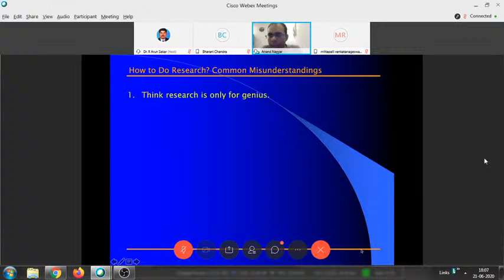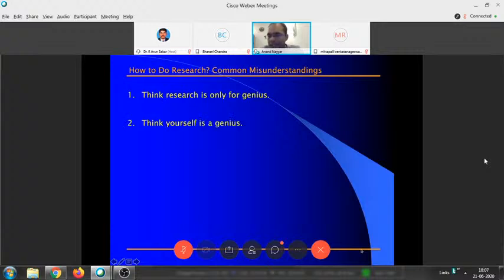So how to do research, and what are the common misunderstandings? Think research is only for the genius? No. That is a misunderstanding. Research is for everybody. But the main thing is putting things in the right direction, having the right connectivity, and your mind being clear about who you are and where you want to go. Your mind should be clear.